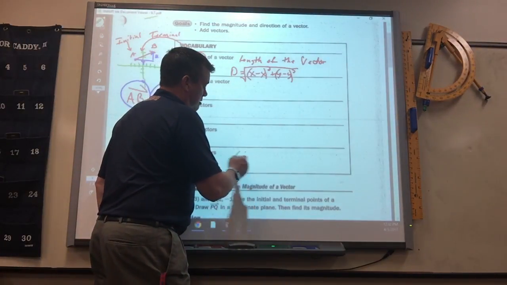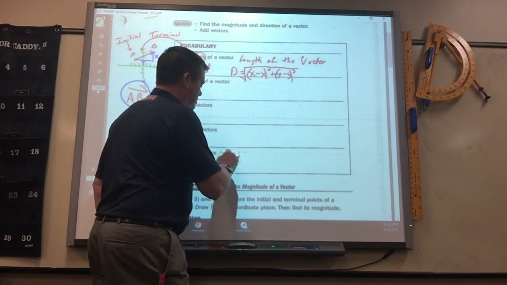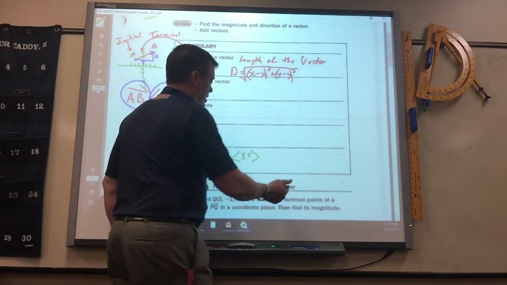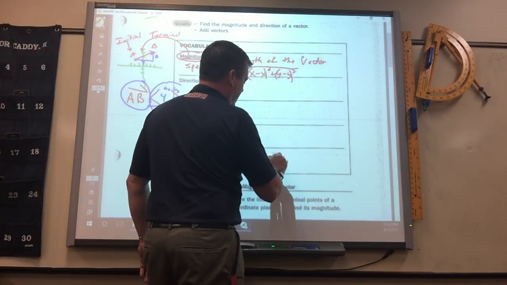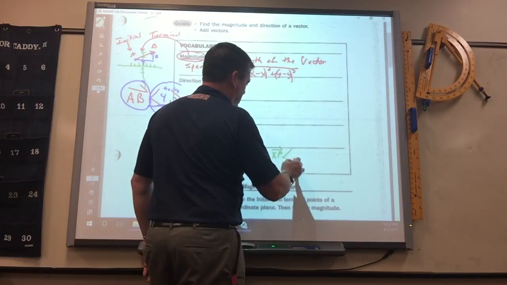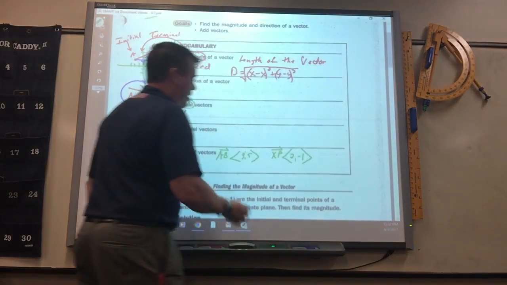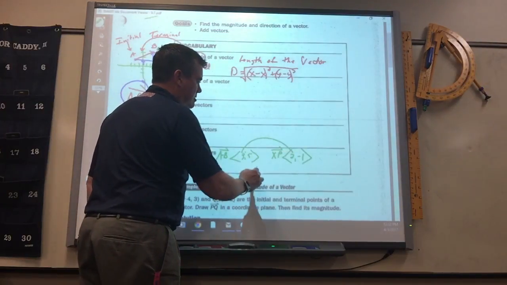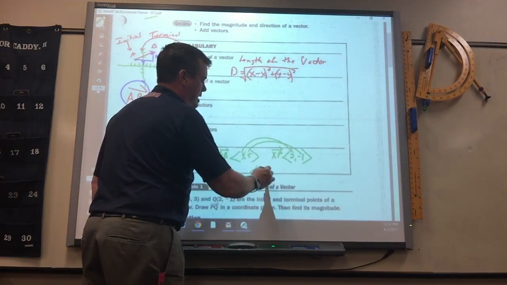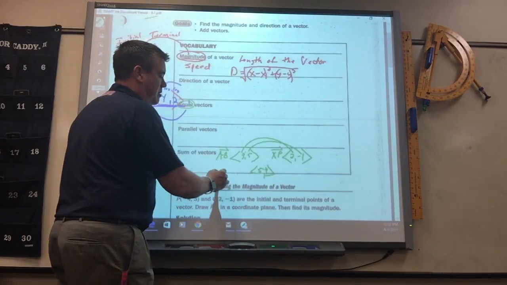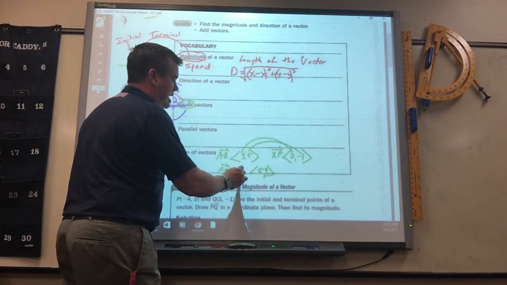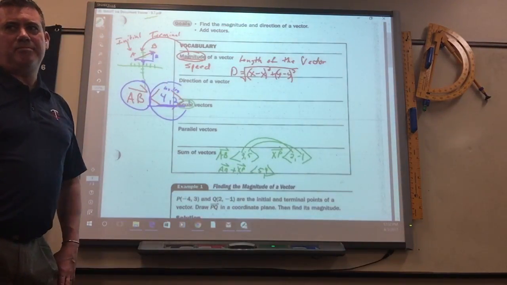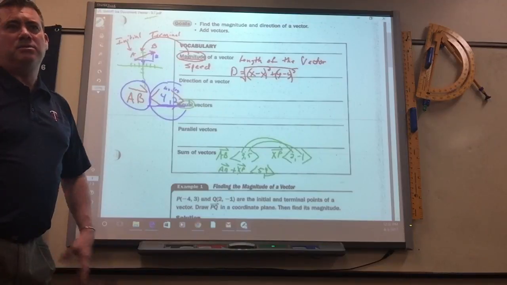If you've got a vector, like say AB is 3, 5, and vector XP is 2, -1. If you added these together, all you do is add the x's and add the y's. So the sum of AB plus XP is 5, 4. Okay? So adding vectors or subtracting, same thing.